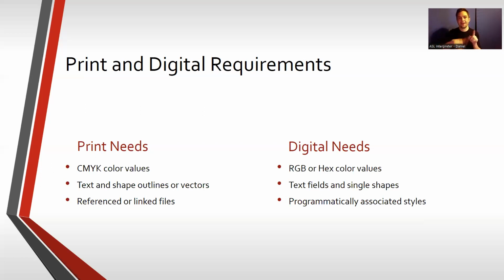With digital, like I mentioned before, you need to have text fields and single shapes. So text fields where text is still treated as such. It has a field that has the words and characters in it as a single entity, and shapes where if you're using background elements or color swatches or images, they are treated as those single elements. Now, if you're sending this out to a printer, you need to change those into either outlines or vectors.